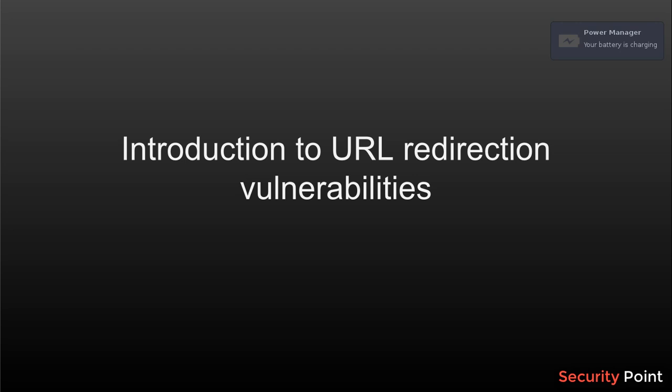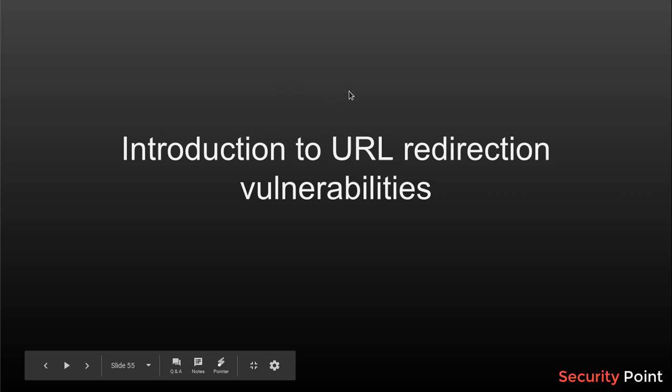Take an example of facebook.com. Suppose someone can redirect a user from facebook.com to another site using a facebook.com URL, that can be a kind of URL redirection vulnerability. In an application, there can be many areas that can perform redirections, that can redirect a user from one page to another.